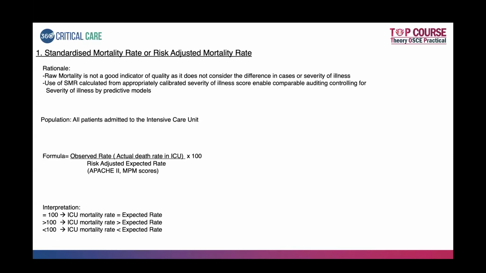Based on the APACHE II score that you get, that would give you the predicted mortality. So the numerator will have your ICU death rate and the denominator will have the APACHE based mortality percentage. That needs to be calculated and multiplied by 100. For the interpretation, if it is equal to 100, then the ICU mortality rate is equal to the expected rate. If it is more than that, then the ICU mortality rate is more than the expected rate. And if it is less than 100, then the ICU mortality rate is less than the expected rate.